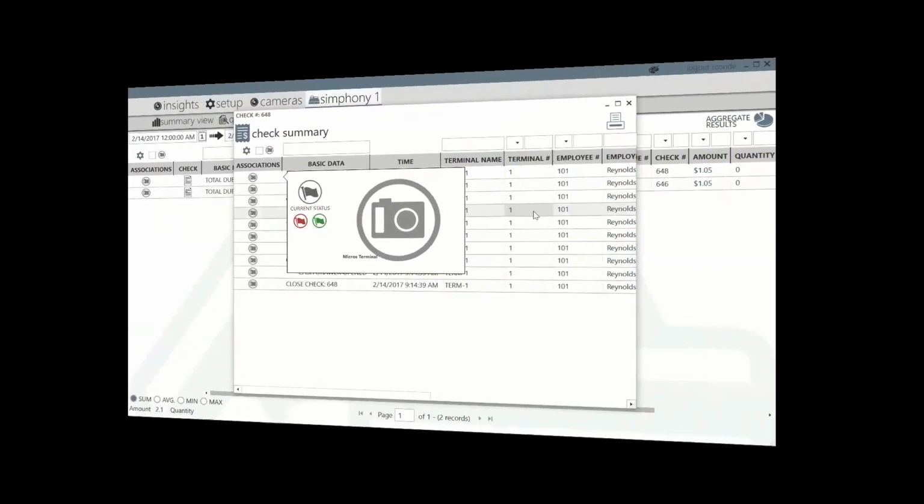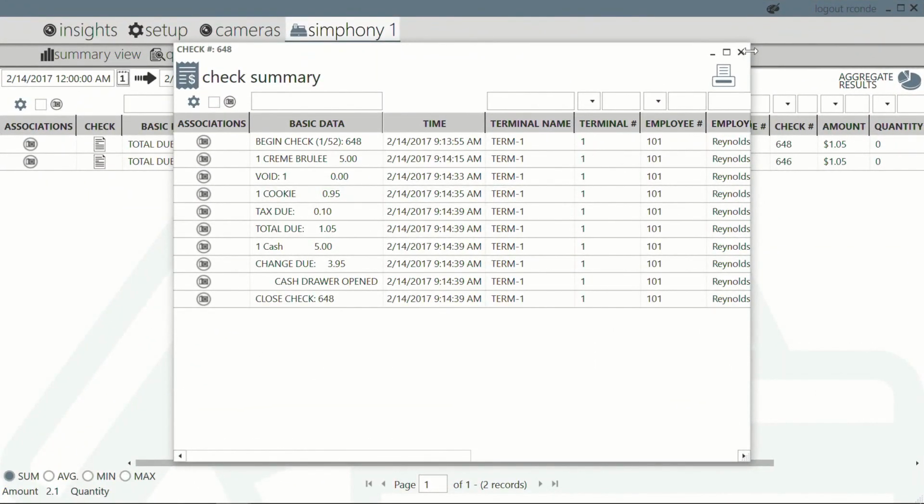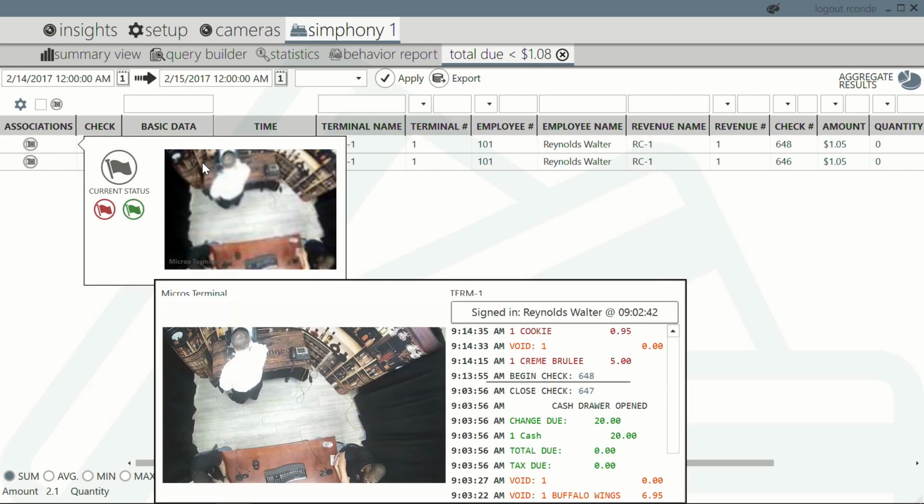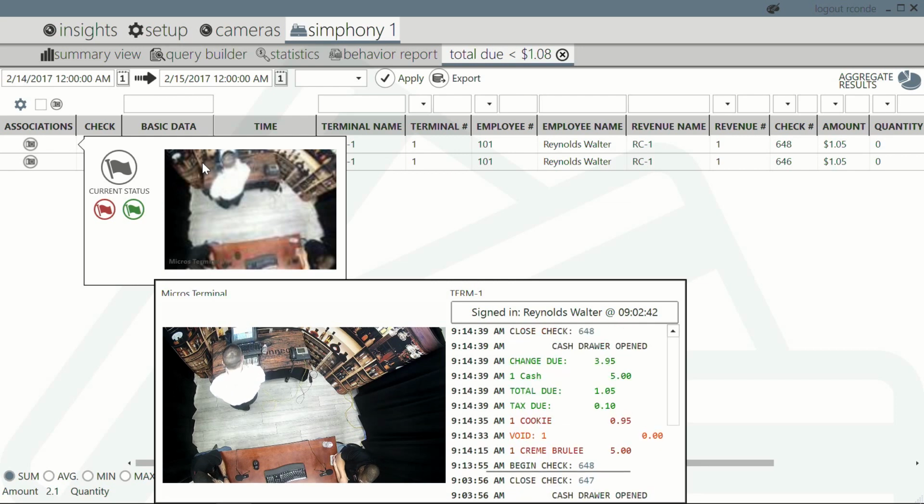So if we go back and take a look at this check, whenever you do your review and you watch the transaction, the main thing to see is what is the customer served. Now in this case, since we're doing this live, I don't have a creme brulee to serve to Marcus. But if you were looking at your bar, you would see the creme brulee being served, but only seeing a cookie rung up. And it's really easy to determine the difference between a cookie and a creme brulee.